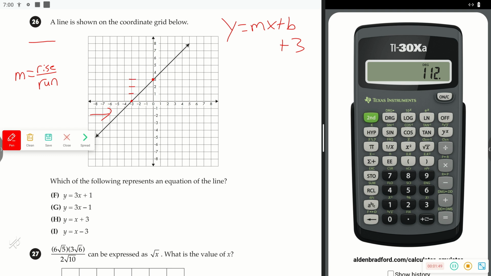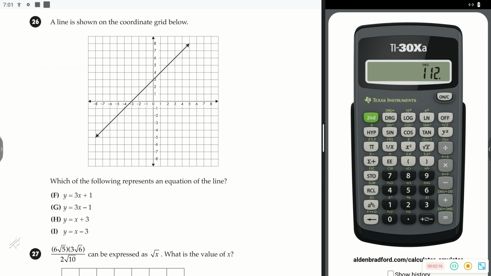1, 2, 3. So the rise equals 3. For the run, we're going to start at the point here, and we're going to go over 1, 2, 3. So the slope is 3 over 3, which equals 1. So y equals, if you have 1, you just need to write x. So y equals x plus 3 is the answer, which is answer H. That one should have been real easy. I was just explaining a little bit more in detail.